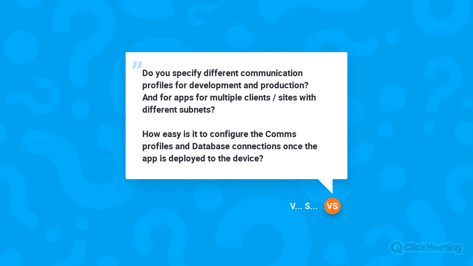So the first question we have here is, do you specify different communication profiles for development and production, and for apps for multiple client sites with different sub-networks? How easy is it to configure the comms profiles and database connections once the app is deployed to the device? So we have several questions here. Of course, I have defined a communication profile connected to my PC, but you can use variables. You can create an ini file or whatever. You can dynamically change these files, of course.